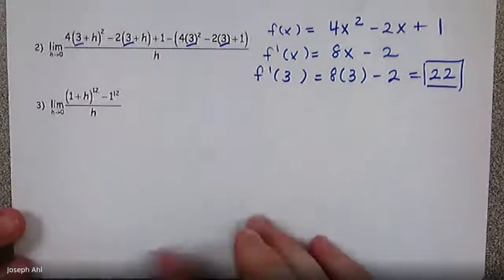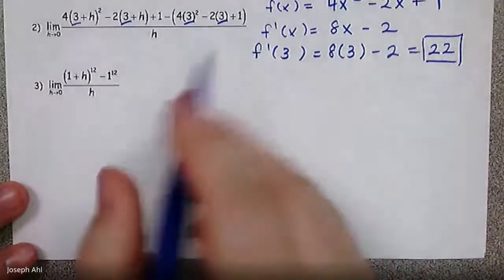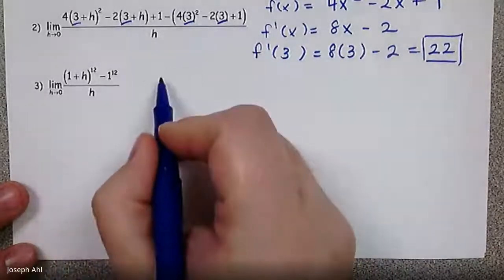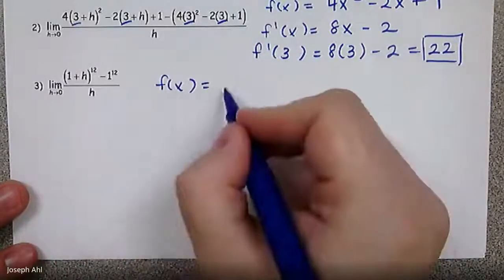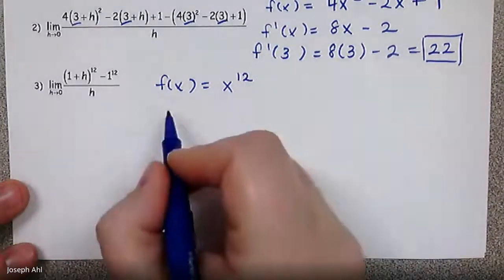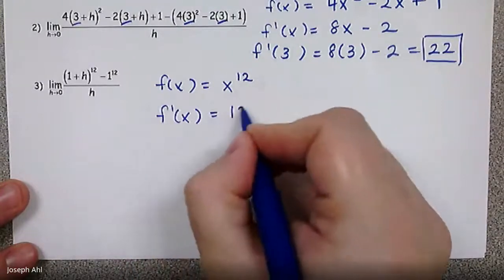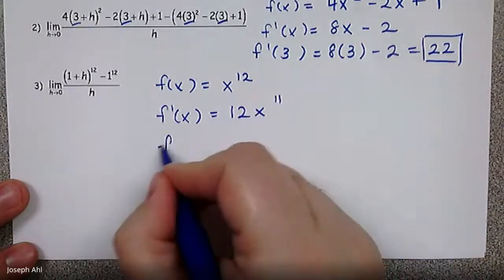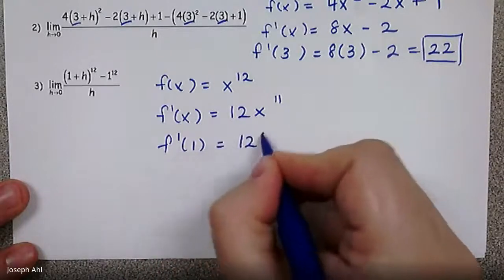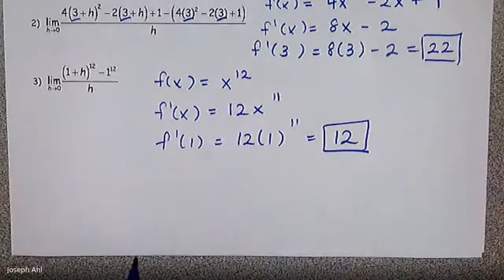And finally, last but not least, this would have been crazy if we had to expand this out to the 12th. Nobody wants to do that. So recognizing that this is the original function, x to the 12th power, and we're looking to find the derivative at x equals 1. So f prime of x is going to be 12x to the 11th, and therefore f prime of 1, 12 times 1 to the 11th is 12.